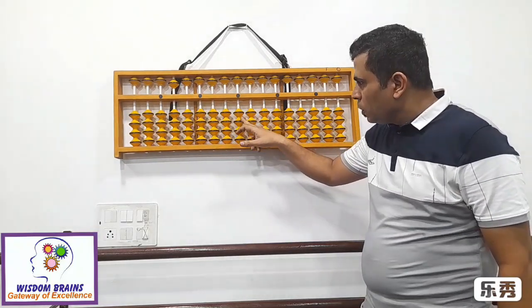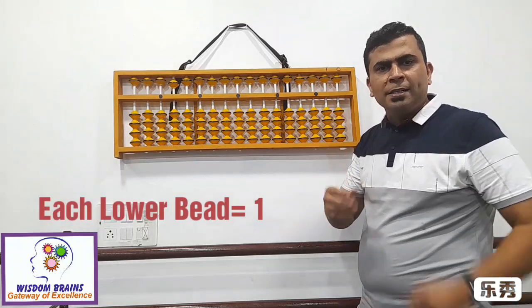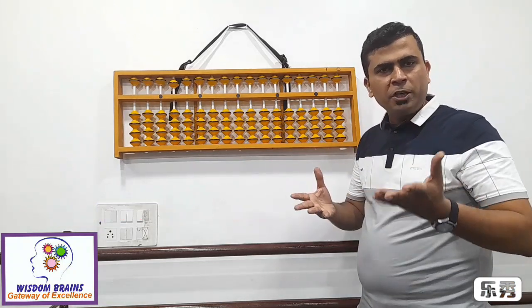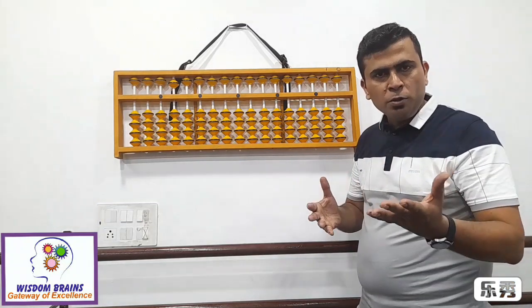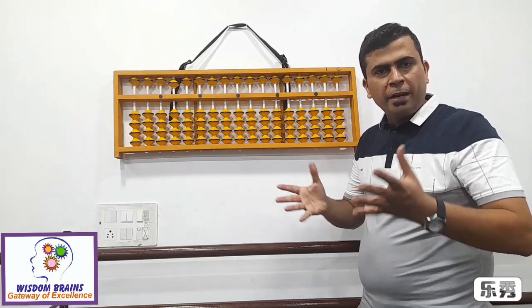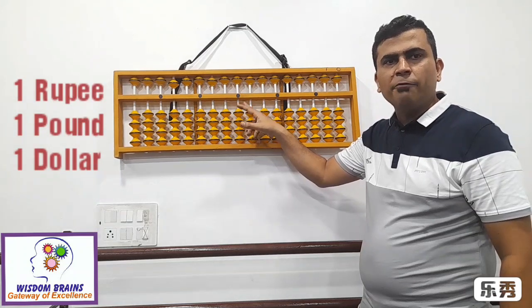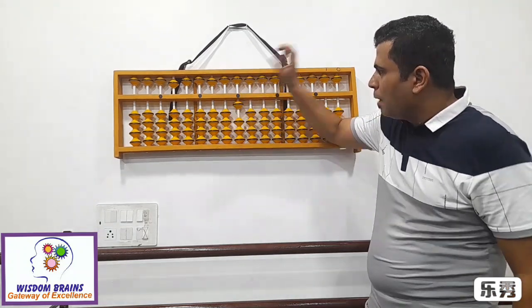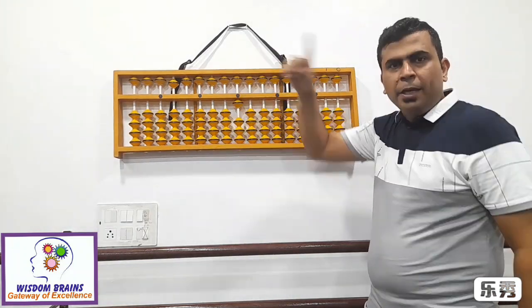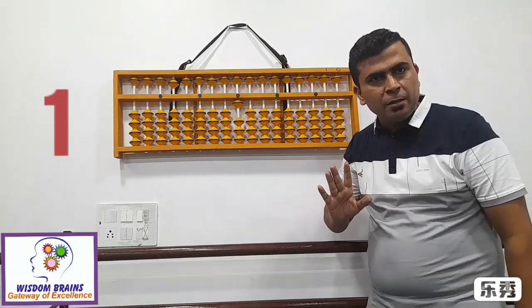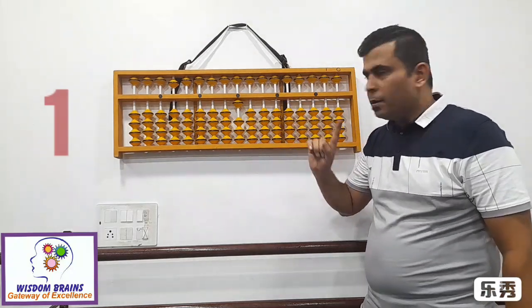So each lower bead has the value of 1. Just like we have in India we have the rupee, in the UK we have the pounds, in the USA we have the dollars. So this is just like 1 rupee, 1 pound or the $1. So when it goes up and touches the beam, it has the value of 1, right bacha? This is the value of 1.